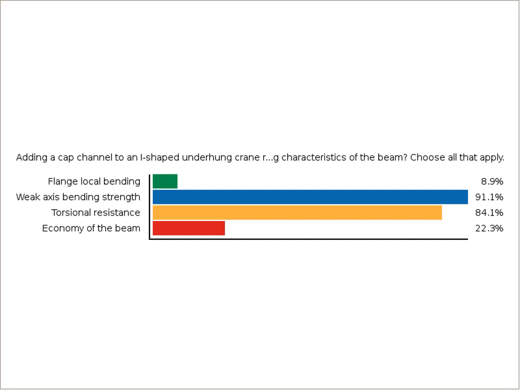Okay, and can you explain why the flange local bending would not be improved? Yeah, the cap channel would be applied to your compression flange or your top flange, and all of your wheel loading would be applied to the bottom flange or your tension flange. So you don't actually get any load distribution from the end truck wheels to that cap channel itself. So the local bending takes place on the bottom flange, and your cap channel would only be able to be applied or installed on that top flange.